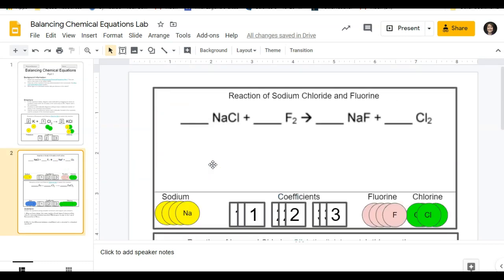The next reaction is sodium chloride with fluorine to make sodium fluoride and chlorine gas. Review how we did the first one and then see if you can do this one. You can go back and watch Mrs. Clymer's screencast again if that helps too. Good luck, and we'll be going over the answers soon.